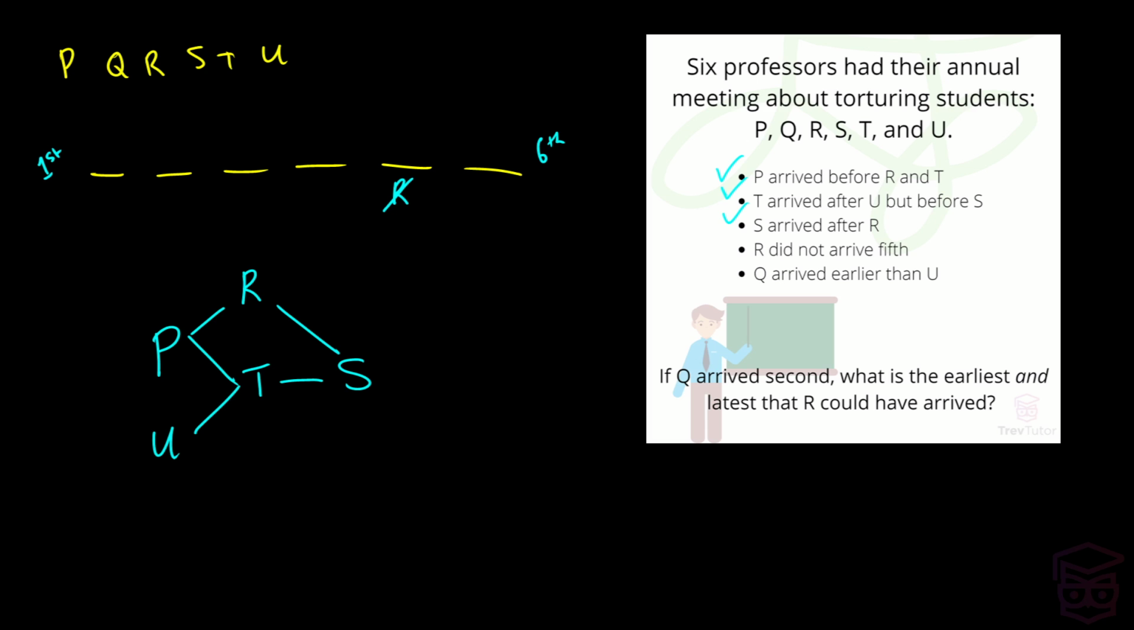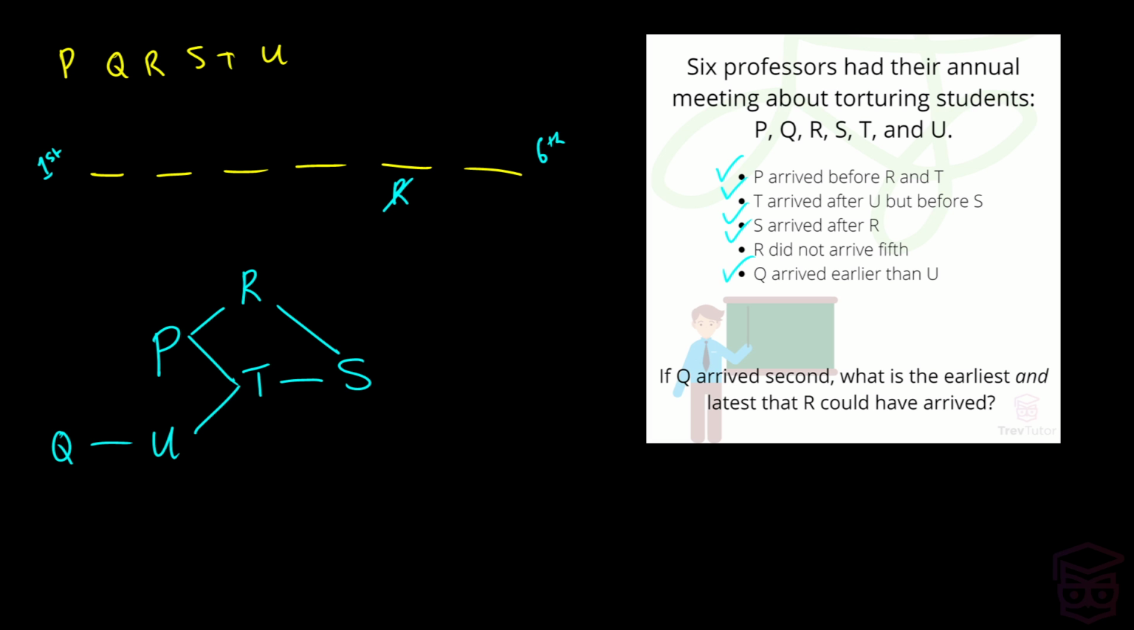This is interesting because we can't really put this into the diagram. We have to put this into the order on top. And Q arrived earlier than U. So we'll put Q here. Okay, so we have a little diagram of orderings, and we know that R did not come fifth.